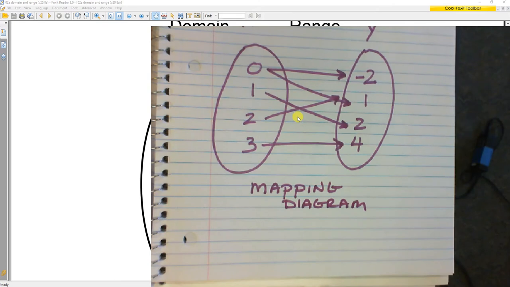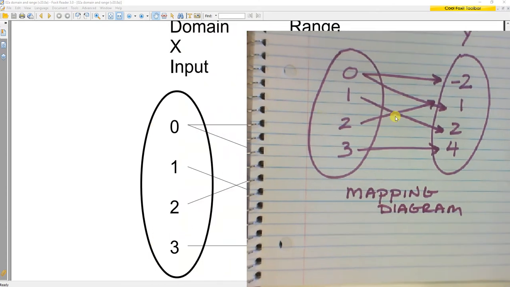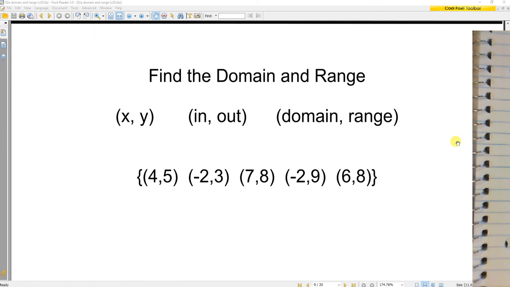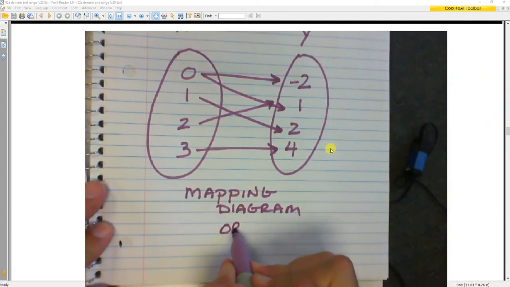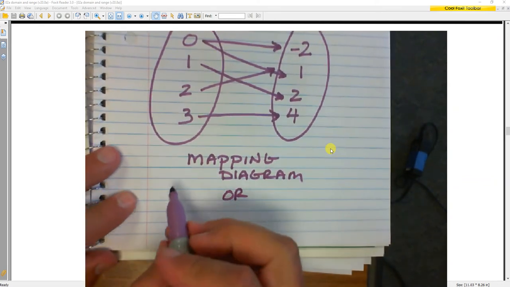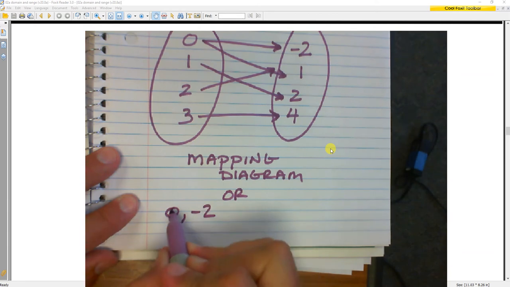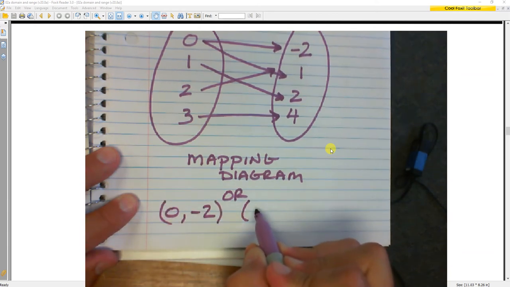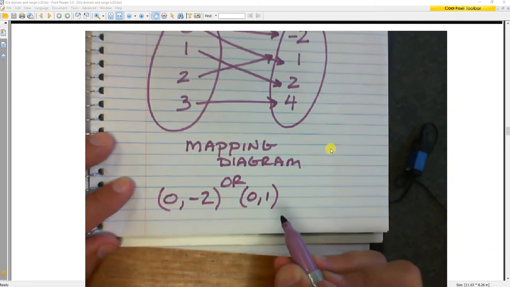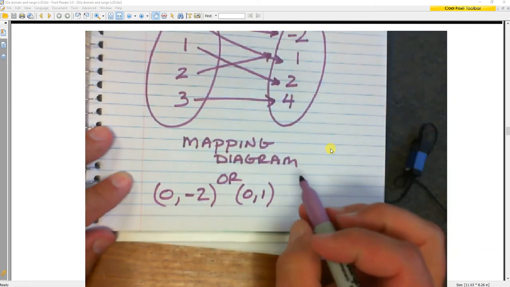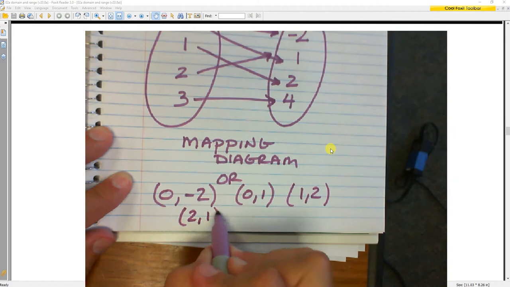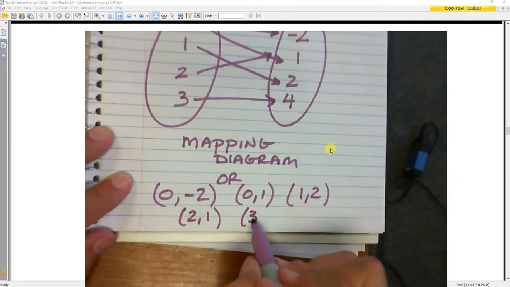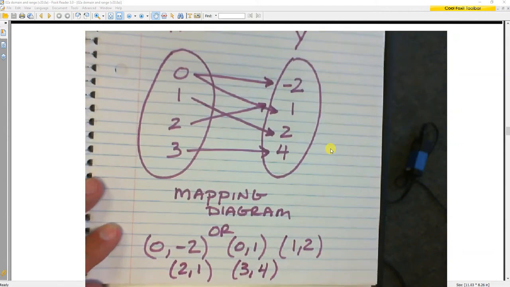One thing about a mapping diagram is that those are actually just a bunch of points. It's just a way of showing points. So I can actually show this exact same mapping diagram as just a set of points. 0 comma negative 2, 0 comma 1, 1 comma 2, 2 comma 1, and 3 comma 4. So the mapping diagram is just a set of points.